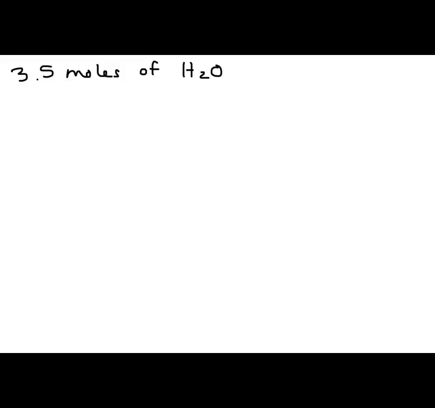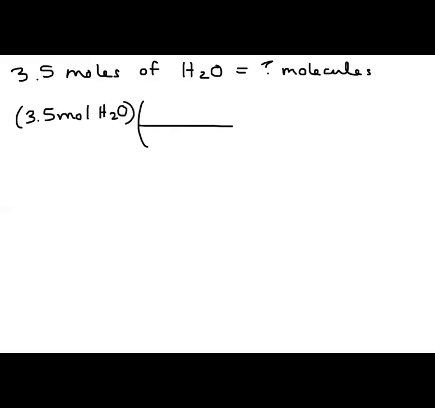So if we're going to look at 3.5 moles of H2O and we want to know how many molecules that is, we're just going to do a conversion factor. So we're going to start with the 3.5 moles H2O, and then 1 mole of H2O equals 6.02 times 10 to the 23rd H2O molecules.